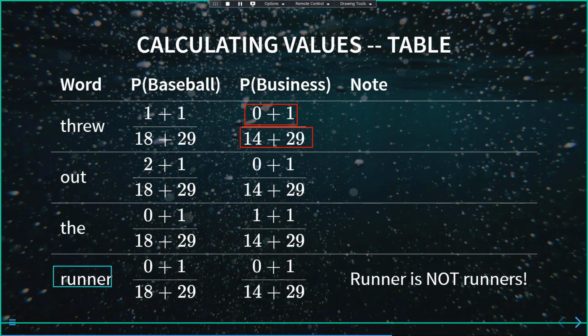One thing I want to point out here, the word runner. I have 0 for baseball, but I had a phrase that said runners on second and third with nobody out. Well, this is one of those tricky bits. The word runner is not the same as the word runners. They are, in fact, different words. So as a result, we can't treat them as the same. Different conjugations, different forms of a word are considered to be different for naive Bayes. And therefore, runner is 0.